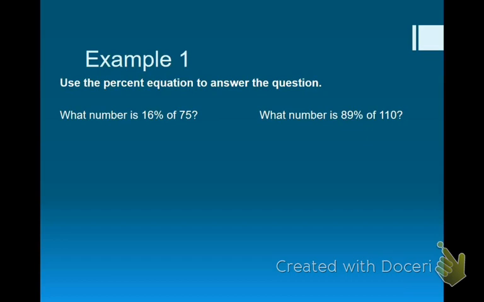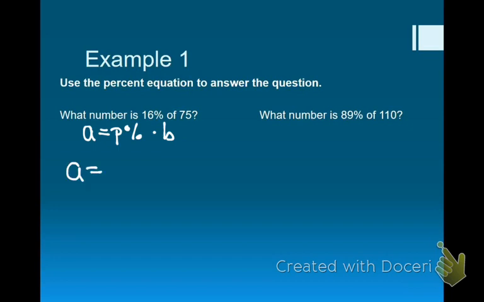All right, so where were we? Yes, A equals P percent times B. And now we need to make our substitutions. So what are we solving for here? What number is 16% of 75? We're solving for A. Our keyword is, and it says what number is. 16% is my P and 75 is my B.